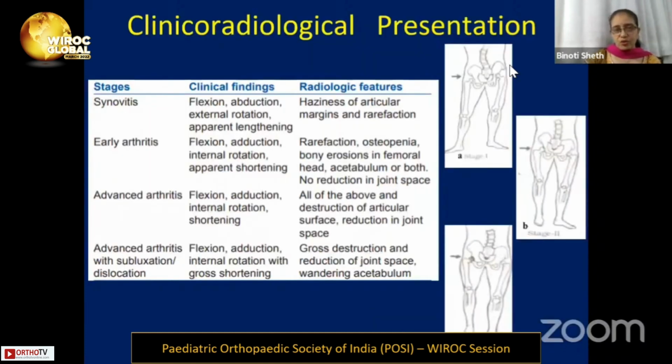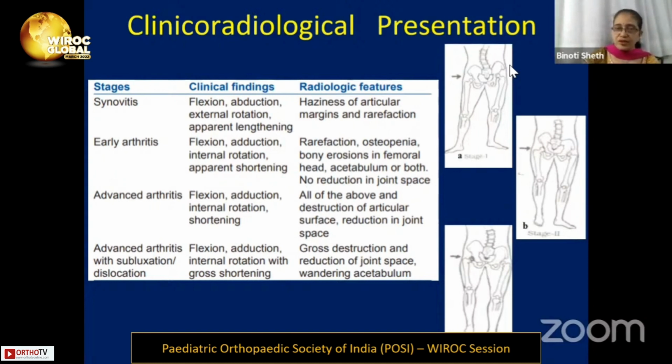Clinically, we all know that tuberculosis of the hip passes through these stages of synovitis, early arthritis, advanced arthritis, and advanced arthritis with subluxation and dislocation. Each stage has typical clinical findings of the hip. But these findings are very common with other conditions of the pediatric hip like transient synovitis, Perthes disease, juvenile rheumatoid arthritis, and so on. So to get a perfect clinical diagnosis of Cox is not that easy.